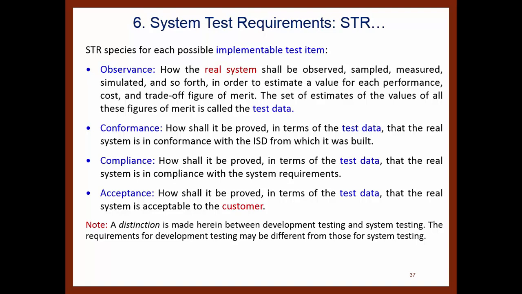Acceptance is how shall it be proved in terms of test data that the real system is acceptable to the customer. So these are 4 things that are very important once you have chosen a design to move forward with. We want to make sure that we are specifying the test requirements that we are going to perform to make sure that the design is conforming with the specification and also meeting the customer requirements. A distinction is made here between development testing and system testing. The requirements for the development testing may be different from those for the system testing.